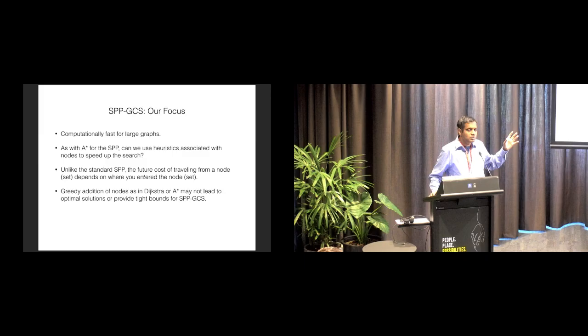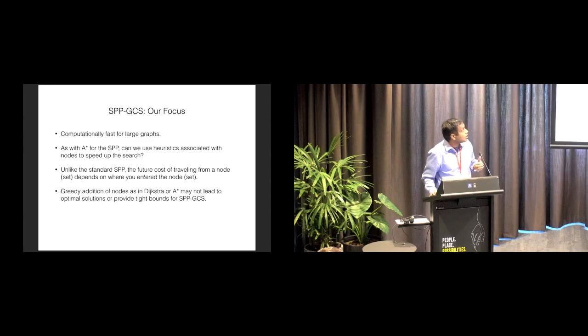And the problem here is that unlike the standard shortest path problem, the future cost of traveling from a node also depends on how you entered that node, right? So your future cost depends on the history, and so greedy addition of nodes while fixing the path that you came to that node doesn't help you. It doesn't lead to an optimal solution, right?